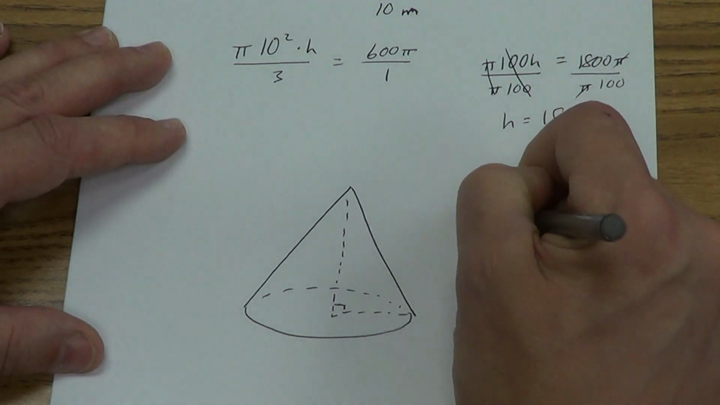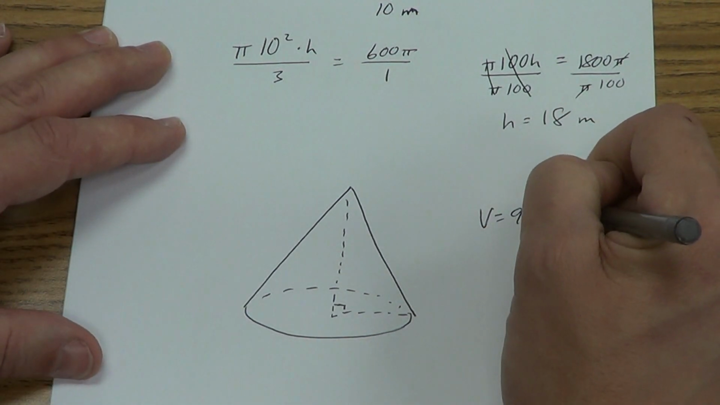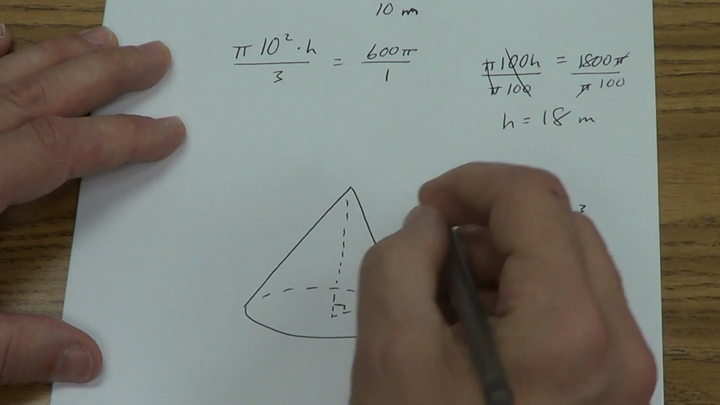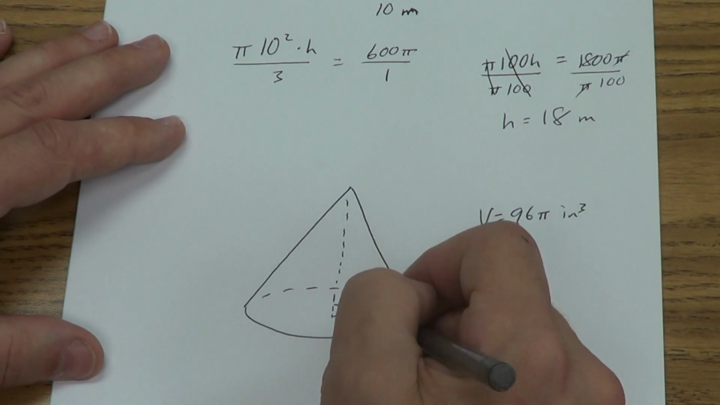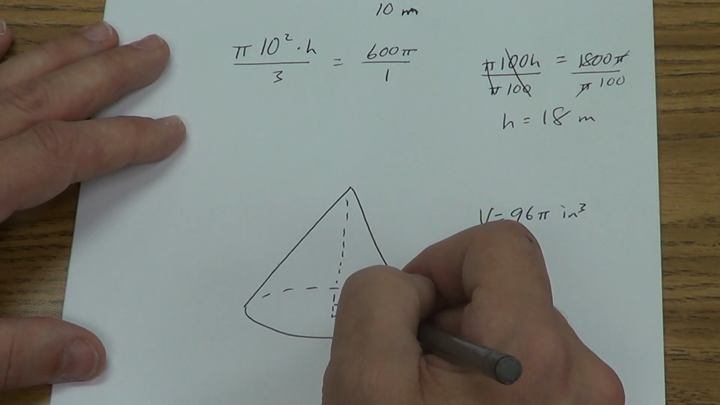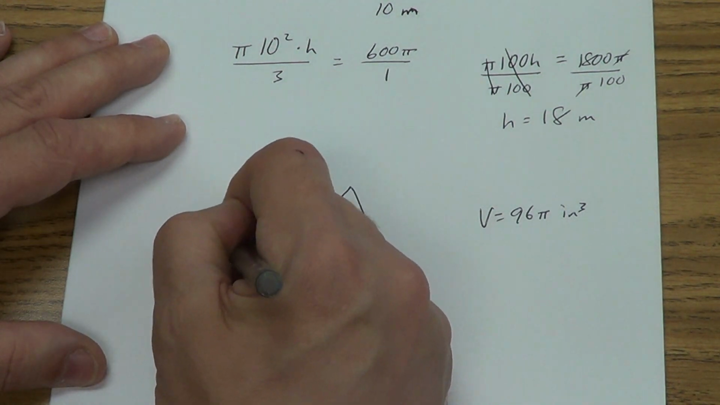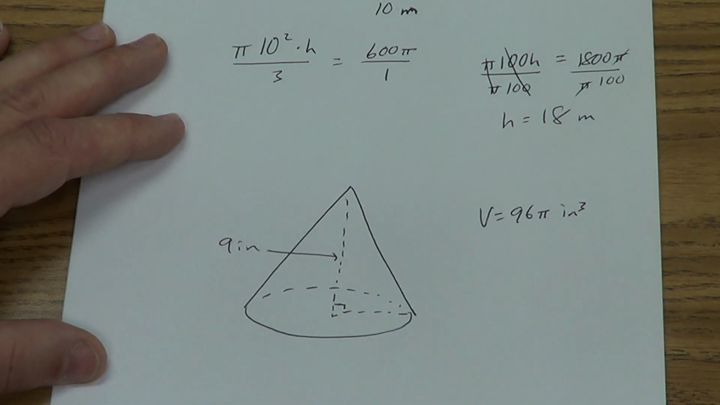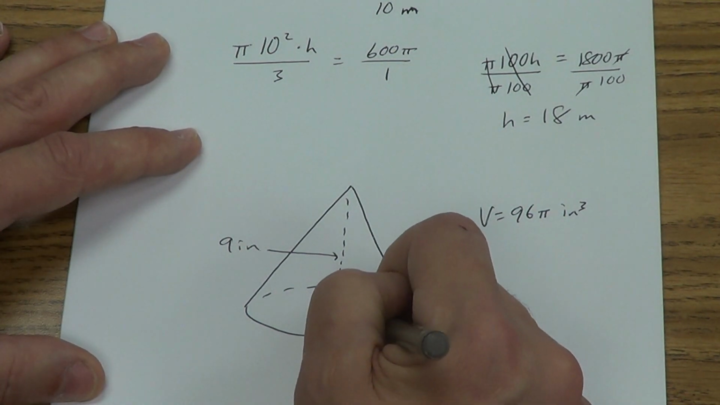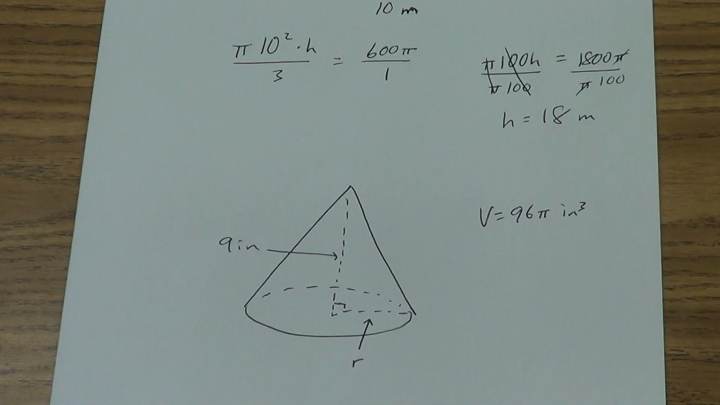Volume equals 96 pi, inches cubed, and we're going to make this right here 9 inches. Okay? All right, you're going to try to find r. Set up your formula, solve for the r.